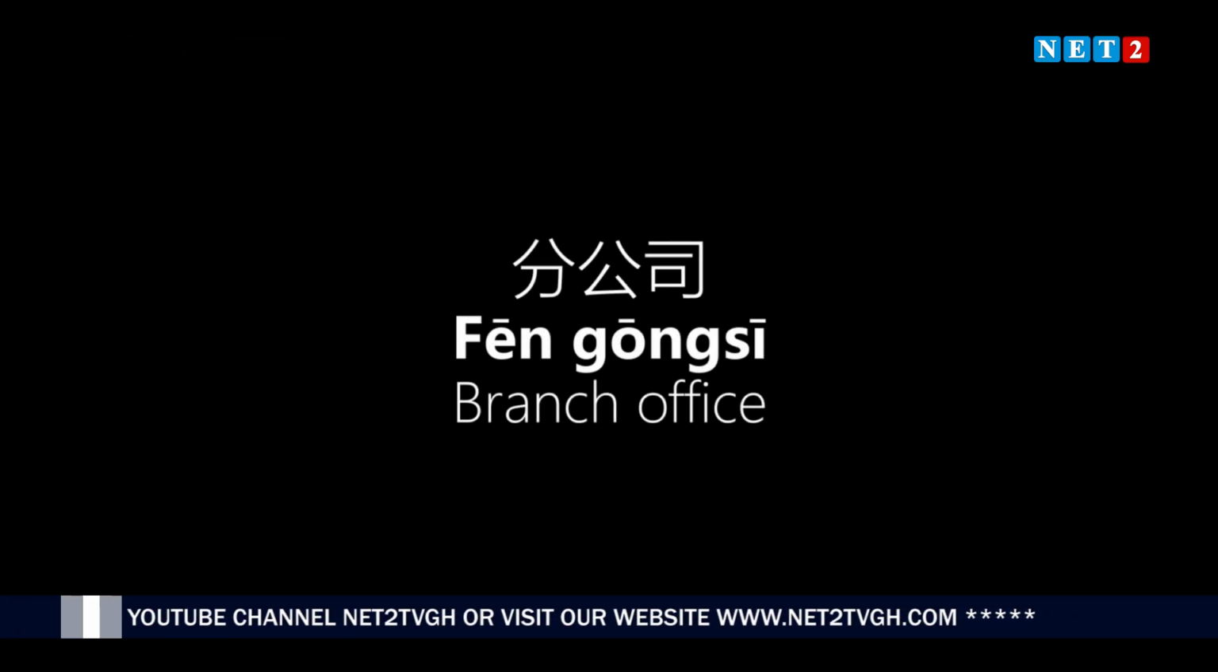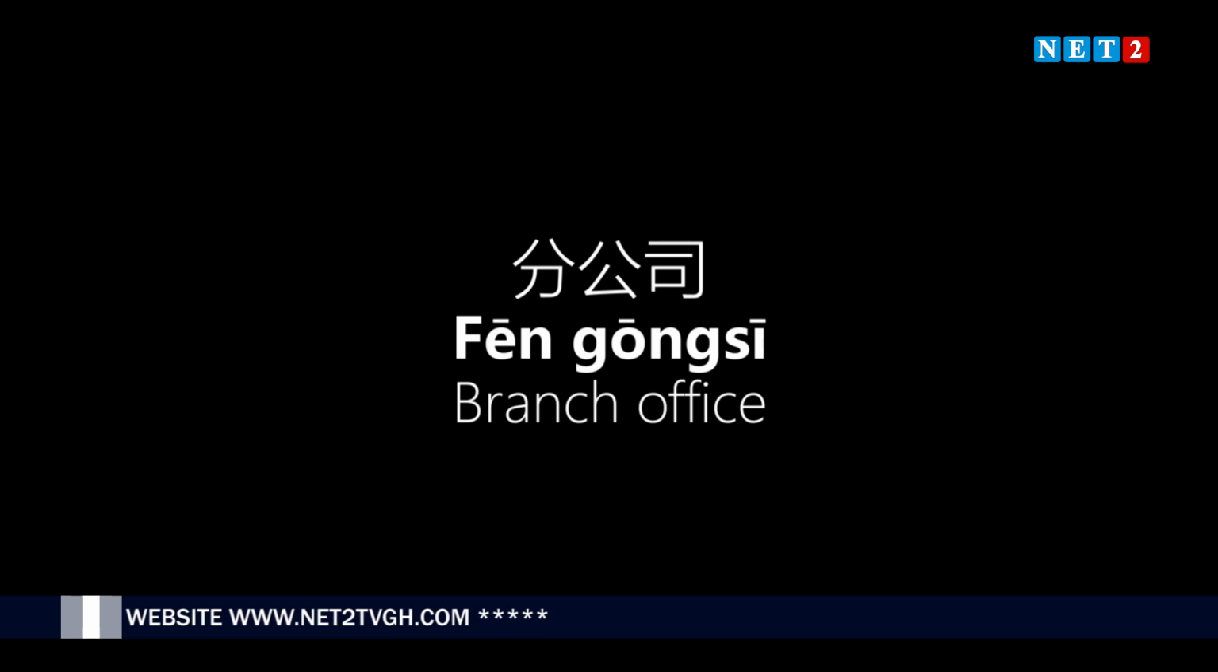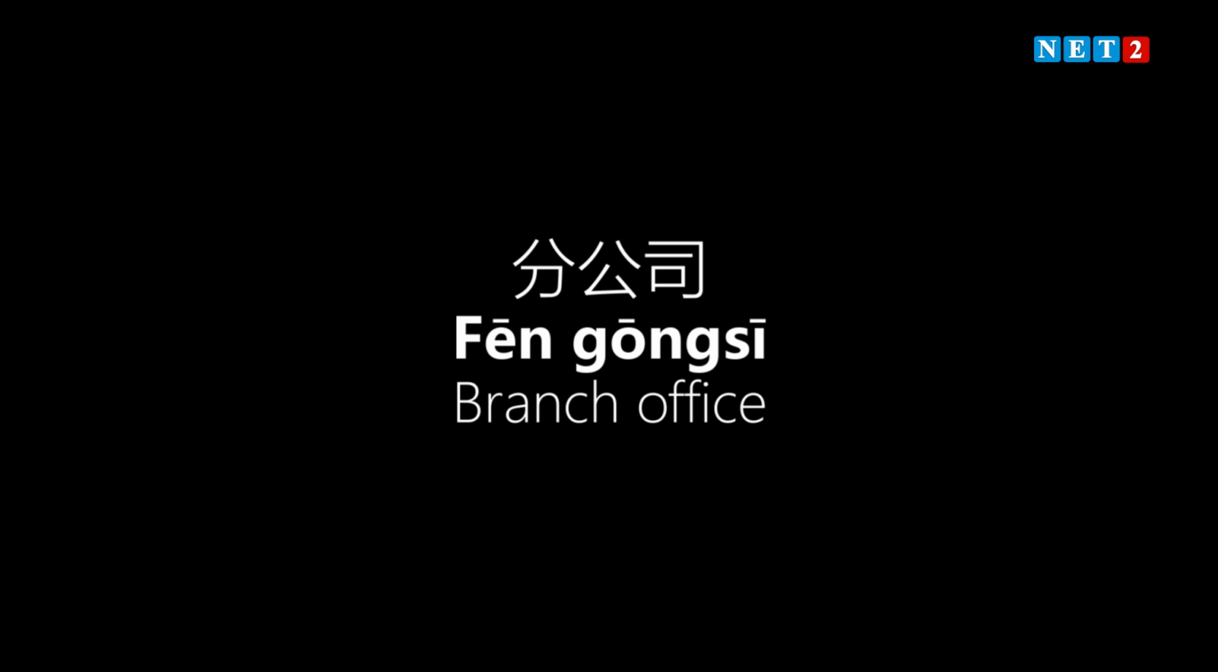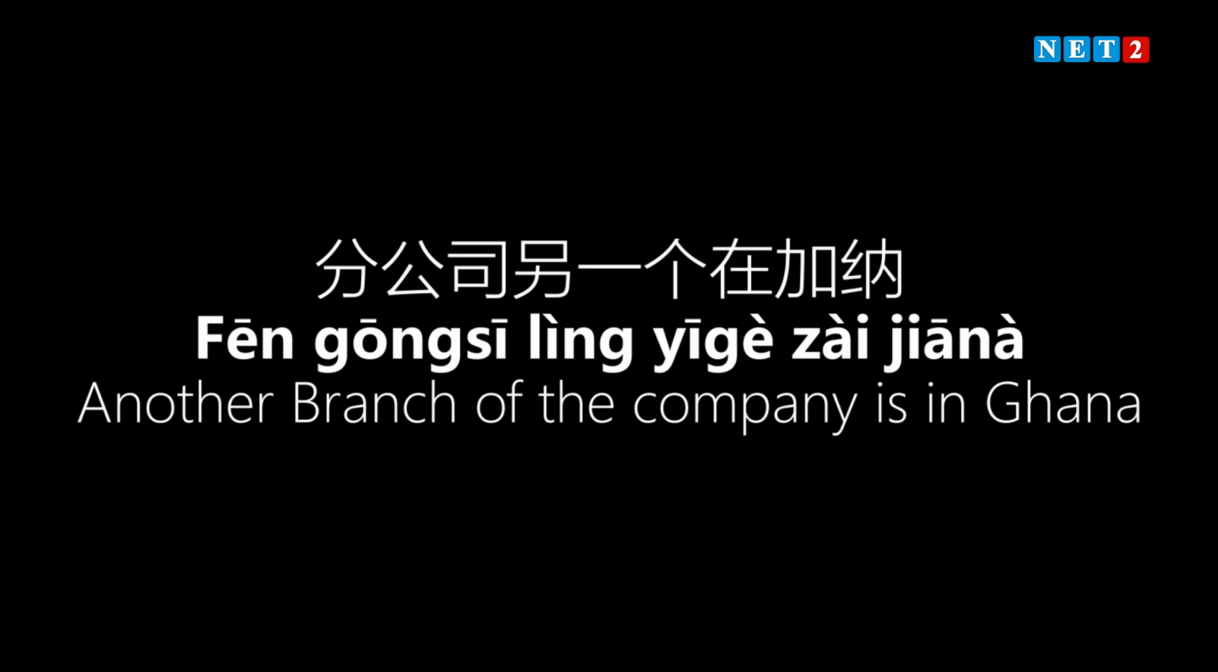So assuming there's another branch and you want to inform someone about the branch, how would we say that? But before that, how would we say the branch of a company? Feng gong se. So the sentence is, the other branch of the company is at a particular place. You mention the particular place where the branch of the company is. So let's just say the branch of your company is in Ghana. Ghana is Jiana in Chinese. So the sentence would be, Feng gong se ling yi ge zai Jiana.